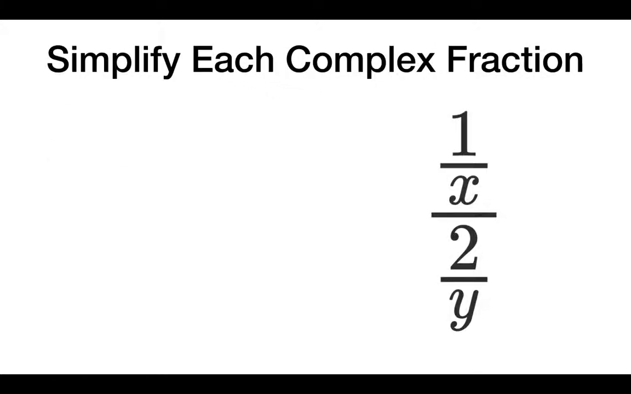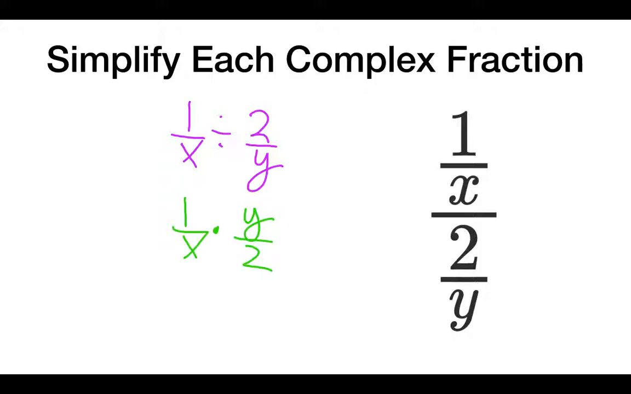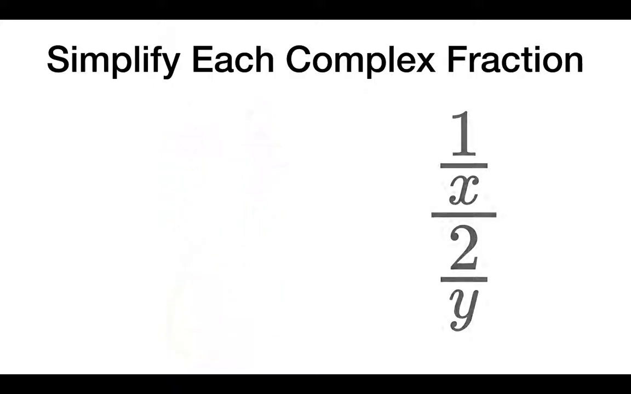So here's an example of a complex fraction. It says 1 over x divided by 2 over y. But here's the thing, we've done that before. It's just we wrote it like this, 1 over x divided by 2 over y. So the only thing that we'd do is we'd say 1 over x times y over 2, meaning our final answer would be y over 2x. And guess what? That's our answer. Let's try another.